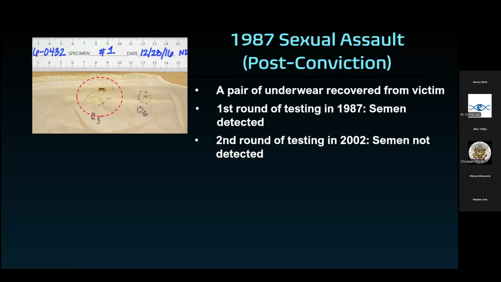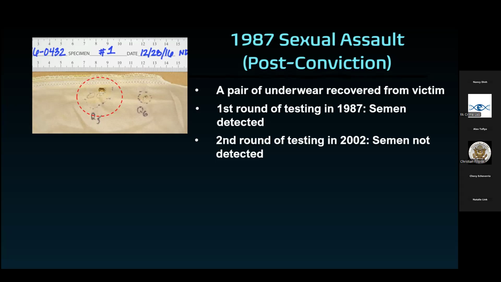So then in a later report issued by an independent private lab in 2002, they reported that semen was not detected on the underwear at all. I don't know what their access was to the 1987 report or to any of the bench notes to see this finding, but this is a little bit confusing, right, to get two reports that say completely opposite things.